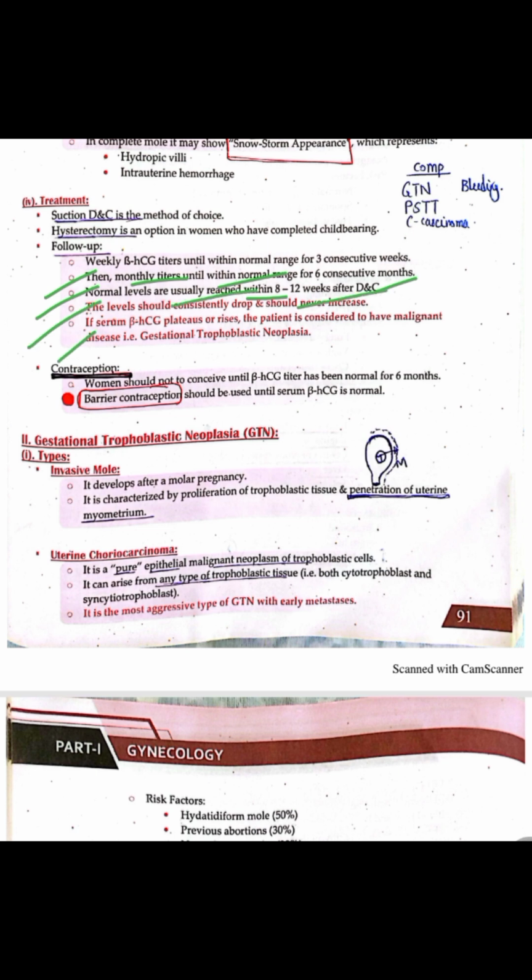If the beta HCG level plateaus or rises, then the patient is considered to have invasive or malignant disease, that is gestational trophoblastic neoplasia. And the woman should be advised to not conceive until the beta HCG titer reaches the normal level within 6 months, and barrier contraceptive should be used until the serum beta HCG is normal.